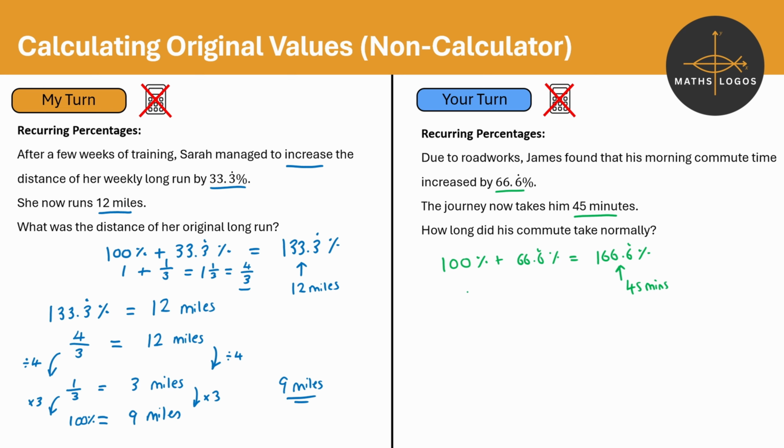In this case, it's more helpful to think in terms of fractions. So 100% is 1. 66.6 recurring percent is one of those fractions you need to know. It's 2/3. So if we add 1/3 and 2/3 together, well, 1 is 3/3. And then we're adding on our 2/3. That gives us 5/3. In other words, my 5/3 is equal to my 45 minutes. Let's write that. 5/3 equals 45 minutes.